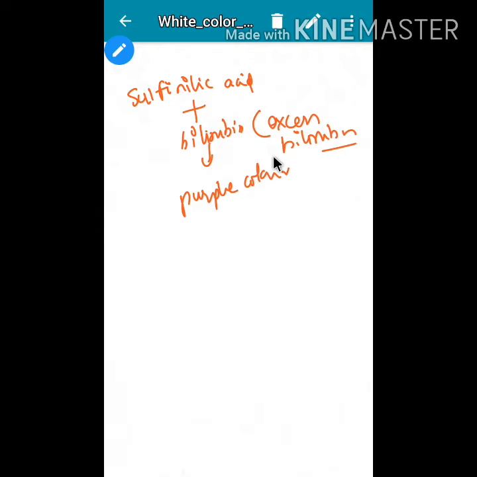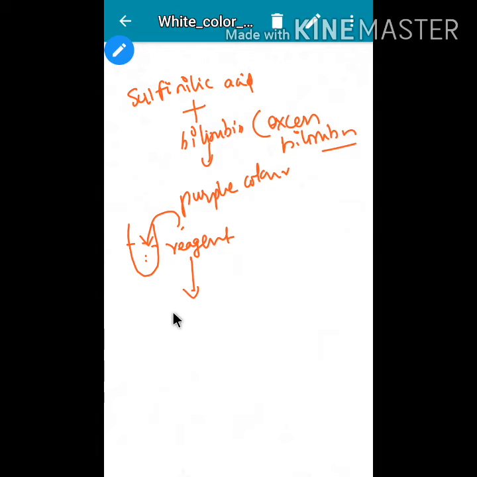Then one more important advantage of this reaction is we can find which type of bilirubin is increased, whether it is conjugated or unconjugated. Let us see how it is found. First, we take serum. In this serum, we don't know whether there is increase in conjugated or unconjugated bilirubin. Now we add the reagent, that is Vandenberg reagent.